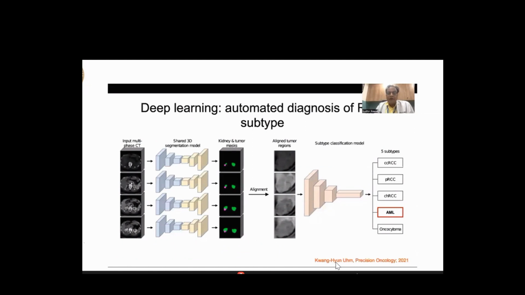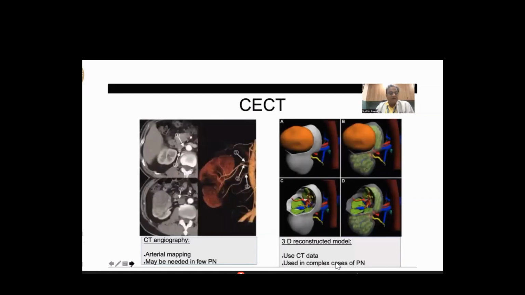The deep learning and automated diagnosis of RCC subtypes can now be done using AI. One can say that they can be classified into clear cell, papillary, chromophobe, AML, oncocytoma. This paper was published in Precision Oncology, and the work is going on. Maybe in future we'll have more and more subtypes which can be detected on imaging. That is actually the future.